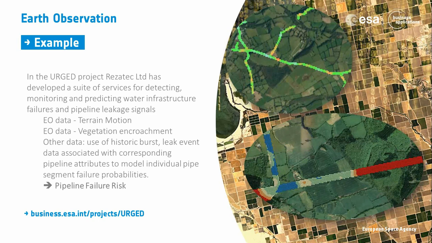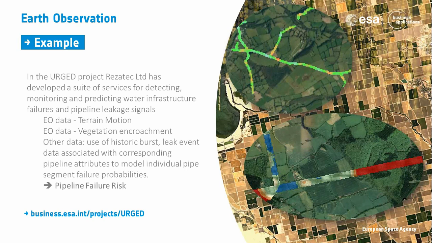One is terrain motion, because you can understand that motions in the terrain can lead to failure in the pipeline, and also other kinds of Earth observation data for detecting and estimating the vegetation, because obviously vegetation, with trees, for example, with their roots, can break the pipelines. What is important here is that these are, I would say in general, classic products that can quite easily be extracted from Earth observation data.